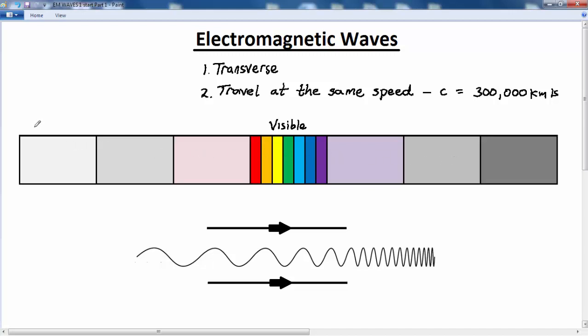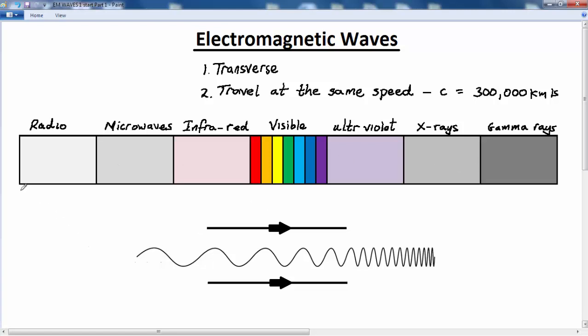So at this end we have radio waves. We'll talk about those more in a minute. Then after that we have microwaves, then infrared, and then after visible we've got ultraviolet, then X-rays, and then finally gamma rays. So we've divided that up into a family of 7.